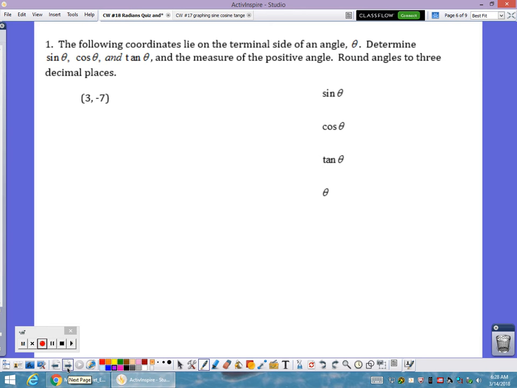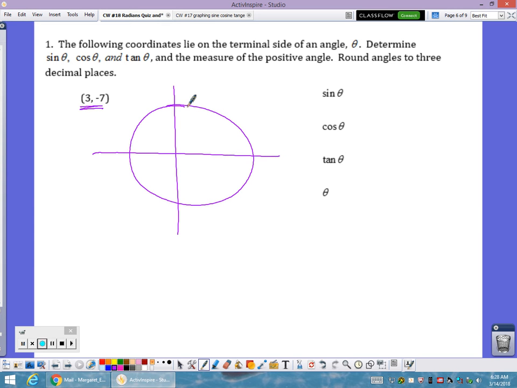All right, here it says the following coordinates lie on the terminal side. This point lies on the terminal side of angle theta. Okay, so let's think of this. So we're talking about an angle starting, initial ray starting here, terminal ray is going to land at 3, -7.